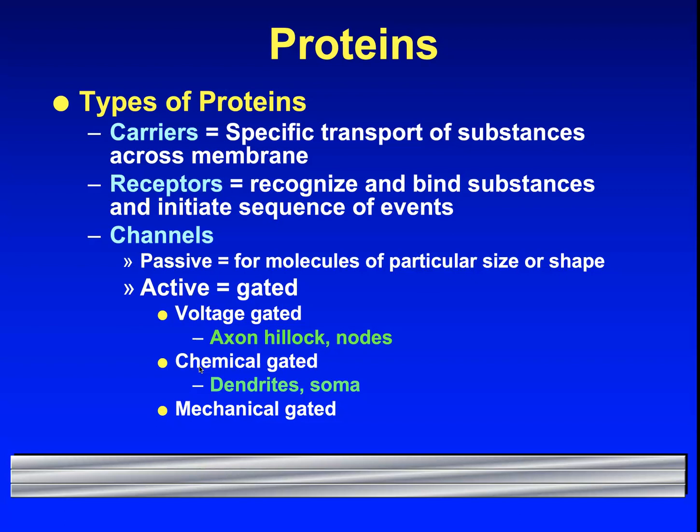And still others are mechanically gated. So when the right movement happens, they open up the channel. We'll talk about those later. That happens in the ear for sound transmission. So voltage gated channels are opened when you hit the right voltage. Chemically gated channels are open when the right chemical binds to them. And we'll see these in dendrites in the cell body. And mechanically gated channels open when you literally tug on something to physically open up a channel.